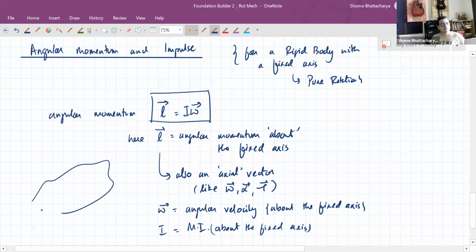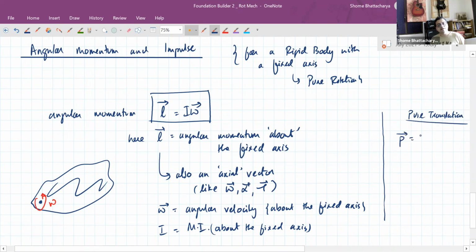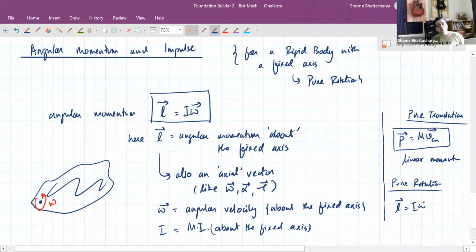So if this is, let's say, a rigid body, and it's got a fixed axis here about which it is rotating, then angular velocity omega, that is how it is defined. This simply comes from the idea that for pure translation of a rigid body, the linear momentum is defined as total mass into velocity of center of mass. So the rotational equivalent of this in pure rotation is the angular momentum. So replace linear momentum with angular momentum, mass with moment of inertia and velocity with angular velocity. You can see the correlation between them. So it's like a rotational version of the linear equation.